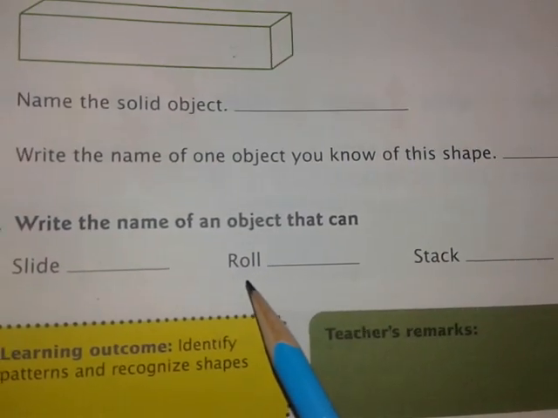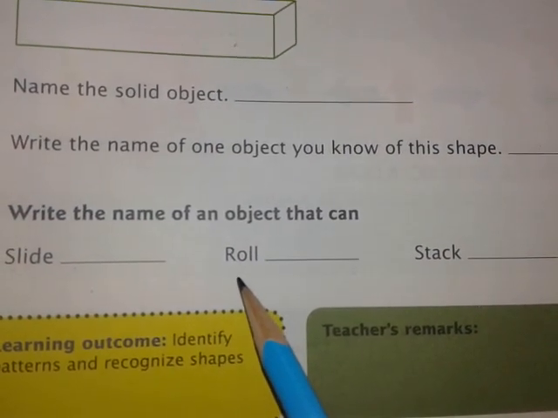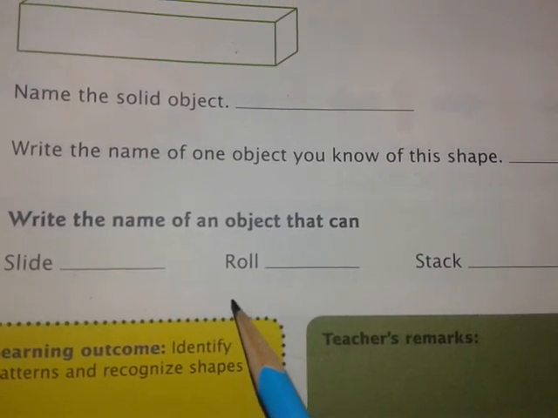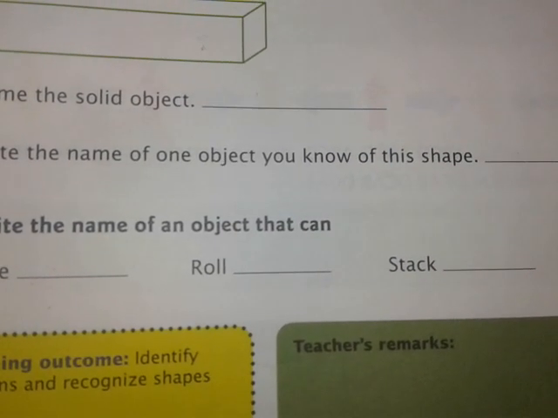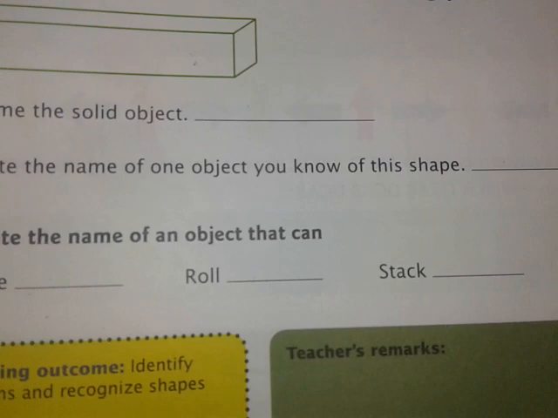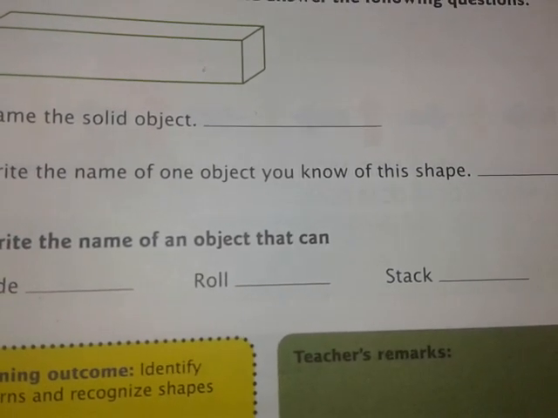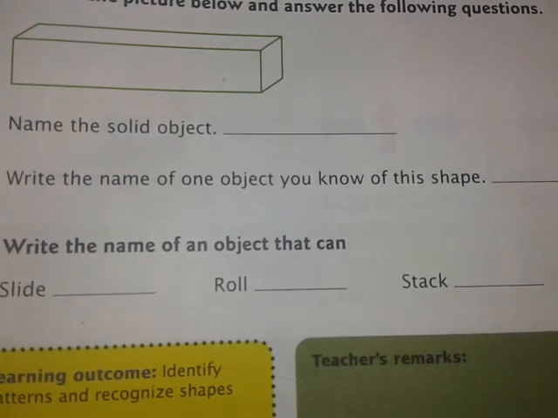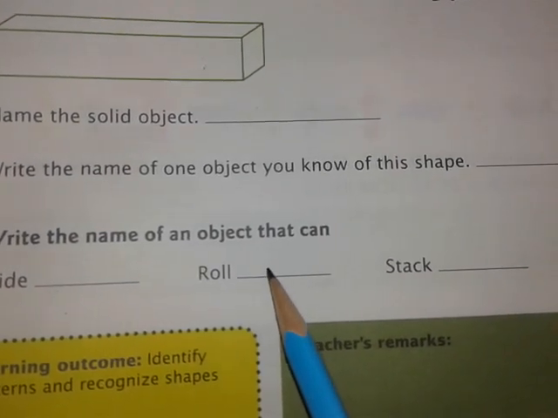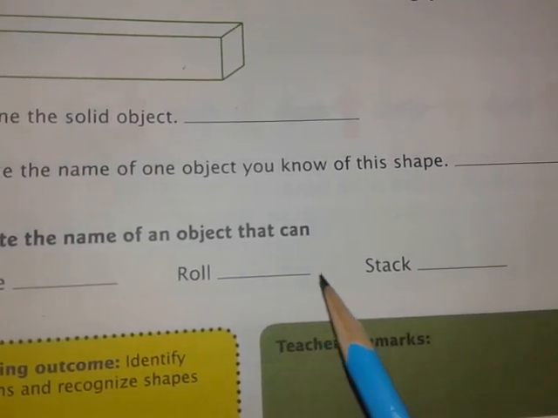Roll. Now objects that have a circular surface, a round surface will roll. It can be a ball, it can be an orange. Any object of sphere shape will roll. You will write a name of your choice.